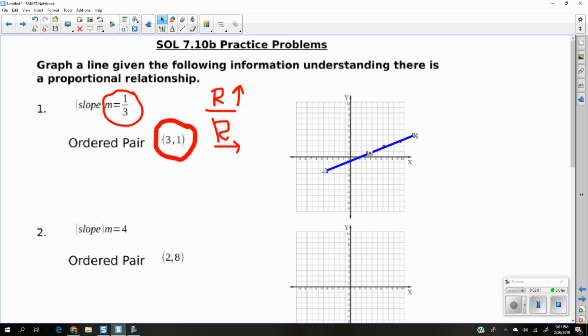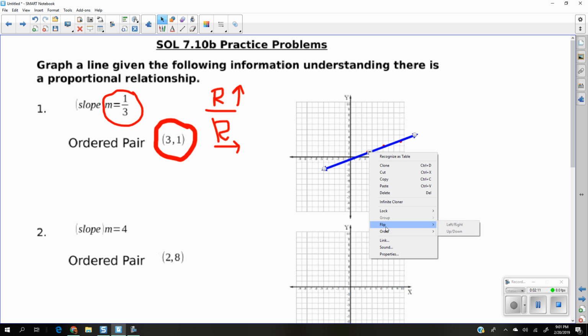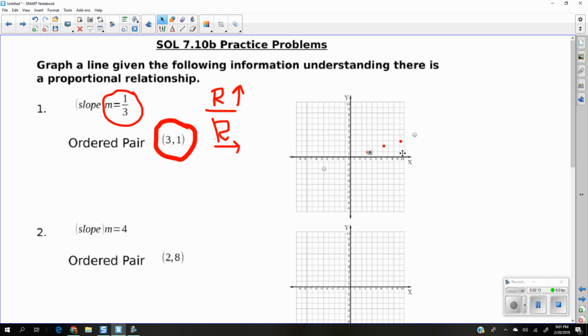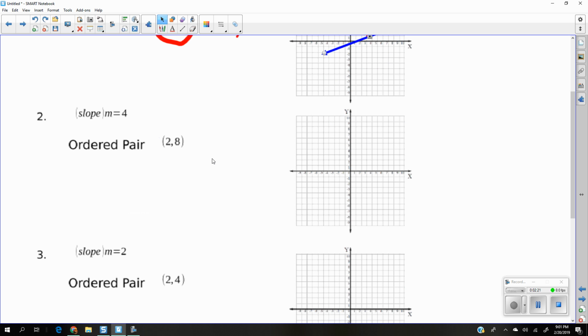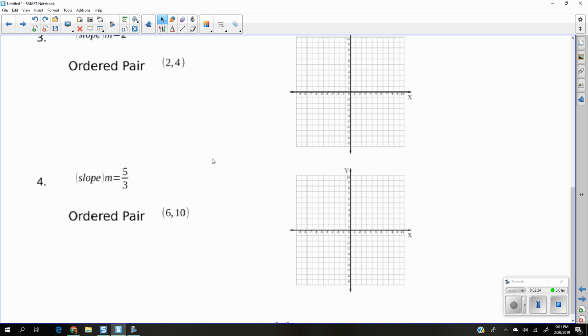And since the graph is really small, it makes it a little bit harder. But you can see, whoopsie, that the line goes through each point. Okay? So I'm going to leave you to do number 2, number 3.